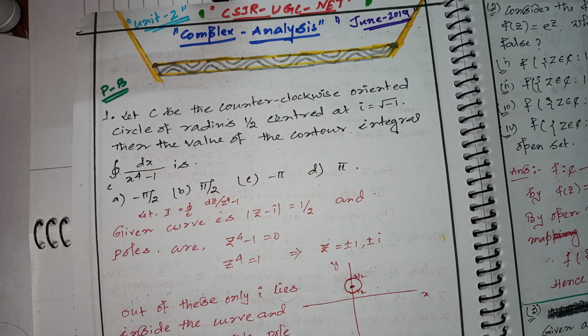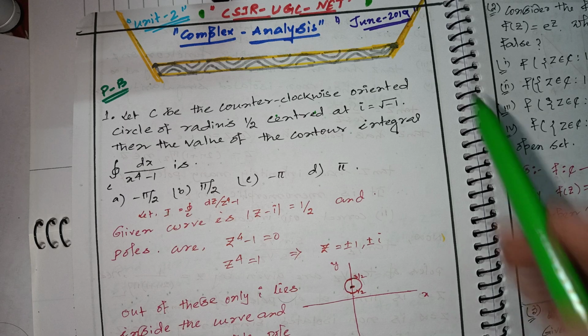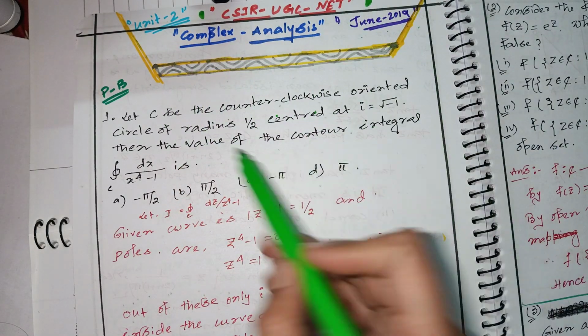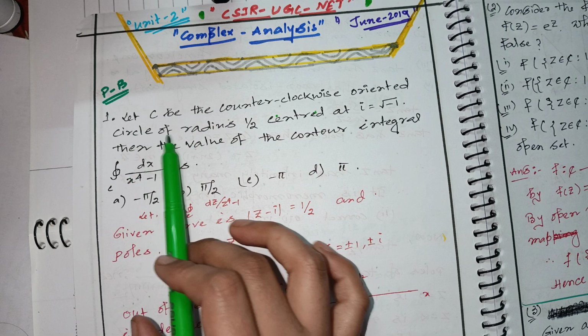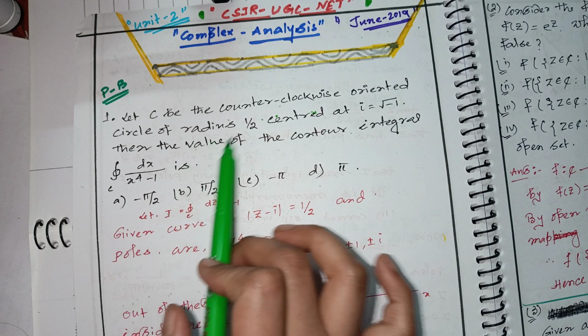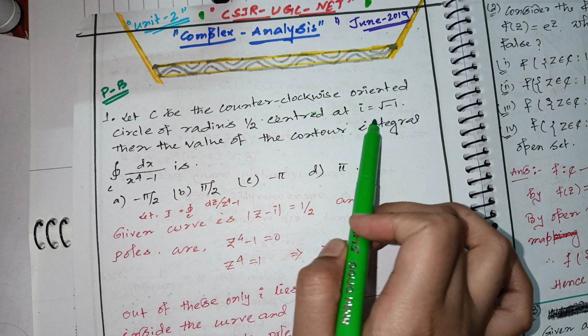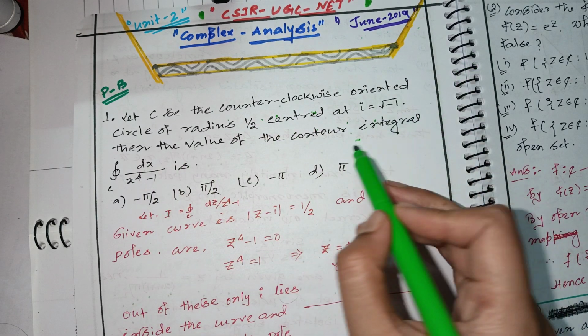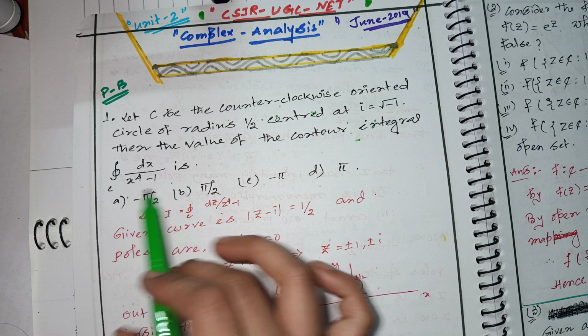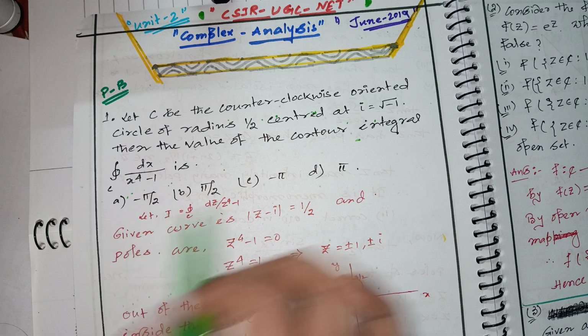Hello everyone, today I will discuss CSIR NET June 2019 Unit 2 topic complex analysis. So let's start. Let C be the counterclockwise oriented circle of radius half, center at i. Then the value of the contour integral over C of dz by z to the power 4 minus 1 is which one is correct?